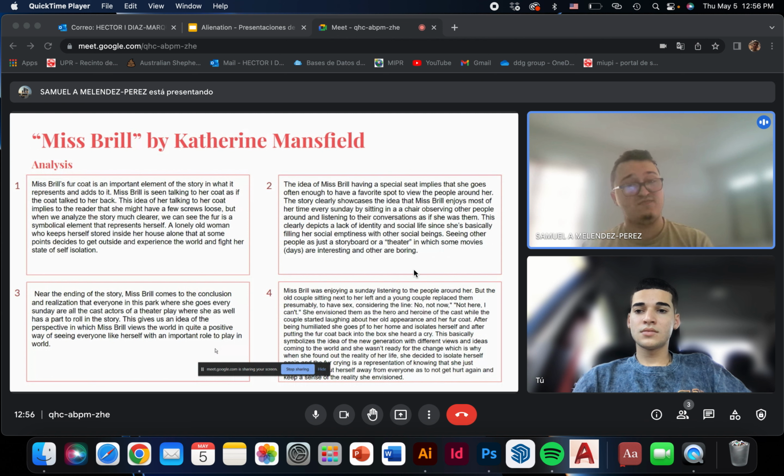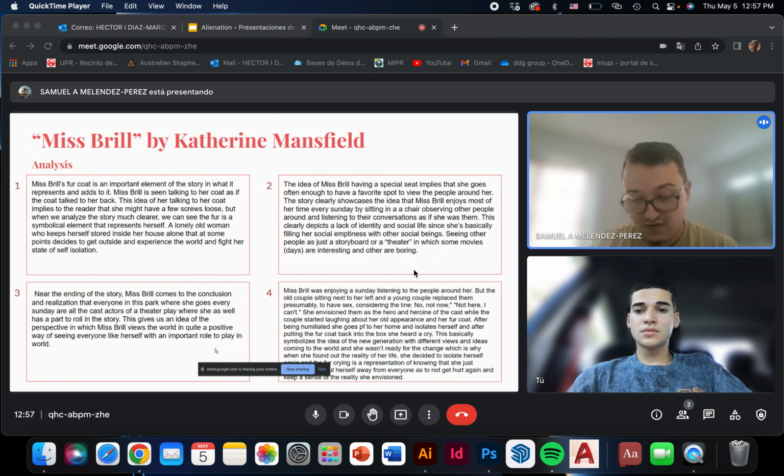Miss Brill's fur is an important element of the story. Miss Brill is seen talking to her fur as if it talked back to her, which gives us the idea that she's kind of crazy. If we analyze the story, we can see that the fur symbolizes herself and her loneliness, which she keeps stored all the time inside a box. Then she decides to take it out and go experience the world, because what she wants is to be out of that alienation.